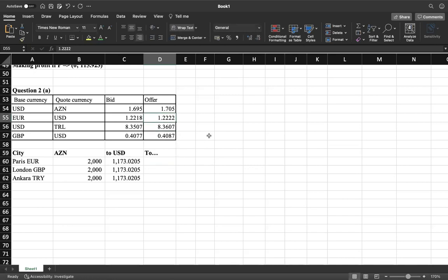Again, I am explaining. I have USD and I want to convert them to euro, which means I am selling my USD and getting euro. But at which rate can I get euro? At the offer rate, because the bank offers you euro at this rate. It is the 1 euro price. 1 euro is equal to 1.2222 USD. So therefore, I am dividing the USD amount by the offer rate.